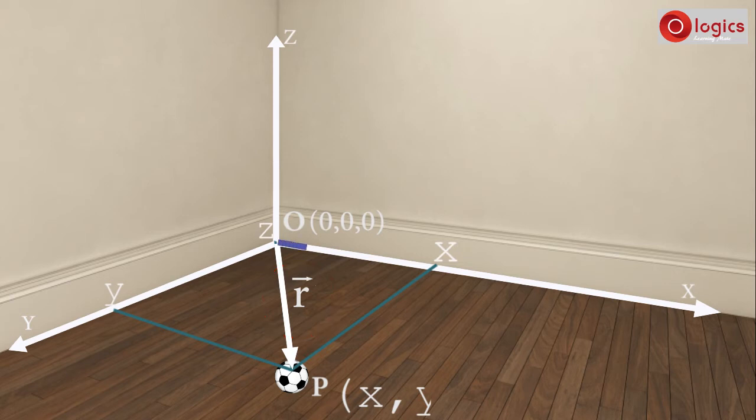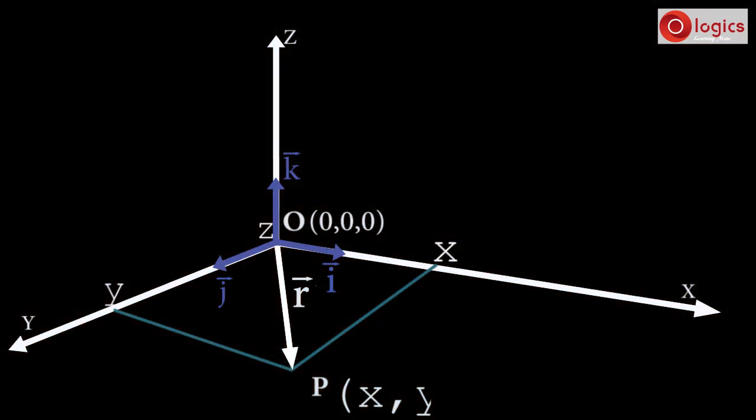This is the unit vector in the direction of x-axis, denoted by i bar. This is the unit vector in the direction of y-axis, denoted by j bar. Similarly, this is the unit vector in the direction of z-axis, denoted by k bar. Now, let us understand how to derive the position vector r bar in this coordinate system.